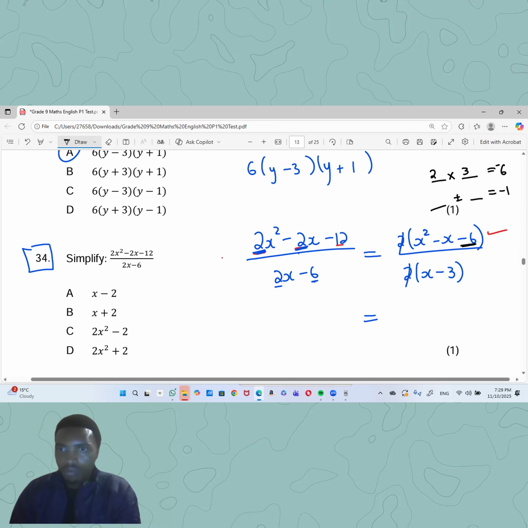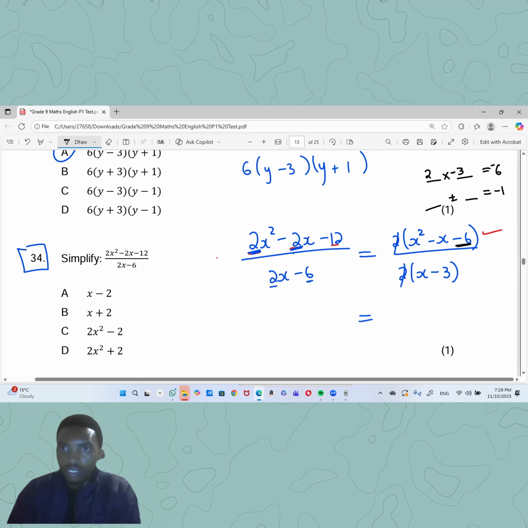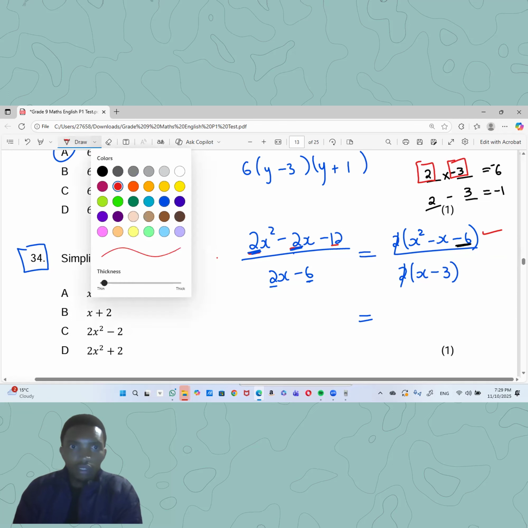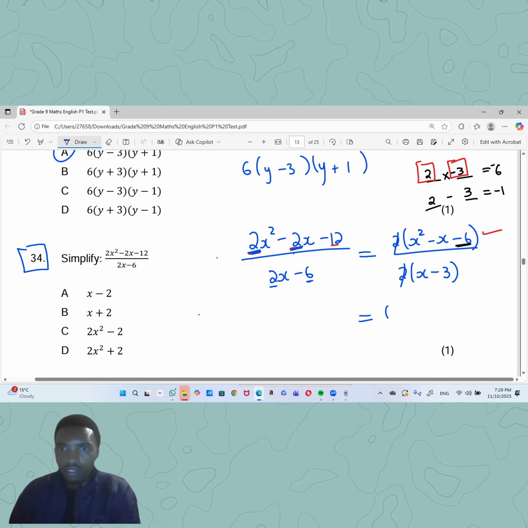2 times negative 3, yes, it gives us -6, right? And then 2 minus 3 is how much? 2 minus 3 is -1. So our factors are 2 and negative 3. So let's quickly write it down. Here we're going to have x and x. Then our factors are +2 and minus 3 over x minus 3.